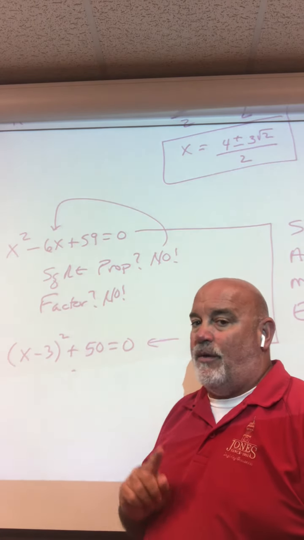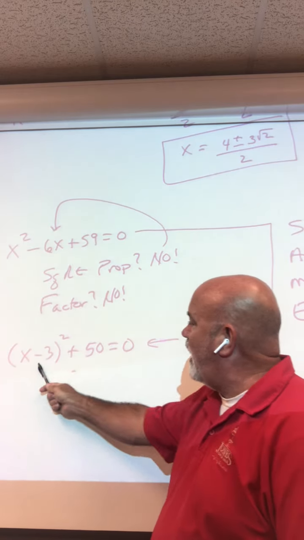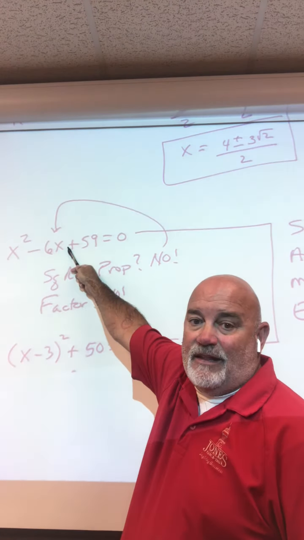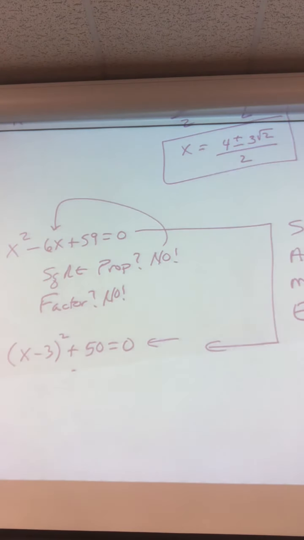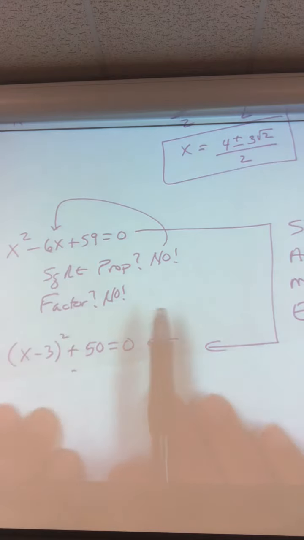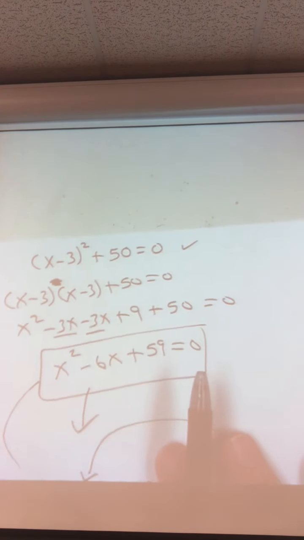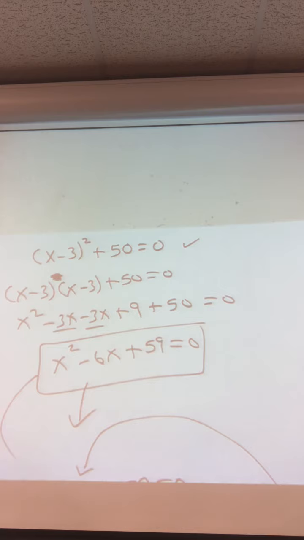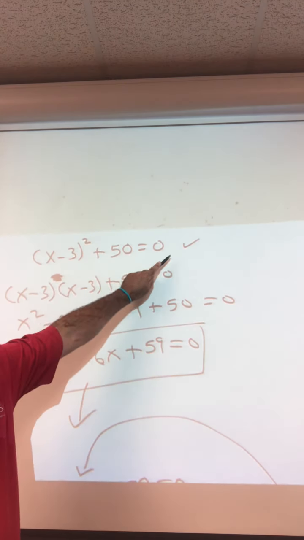But before I give you the recipe, I want to show you one more thing. I want to show you that this problem right here is exactly that right there. I just want to show you. Don't write this down. So I'm going to start here and end up right here. Just watch. x minus 3 squared plus 50 equals 0.